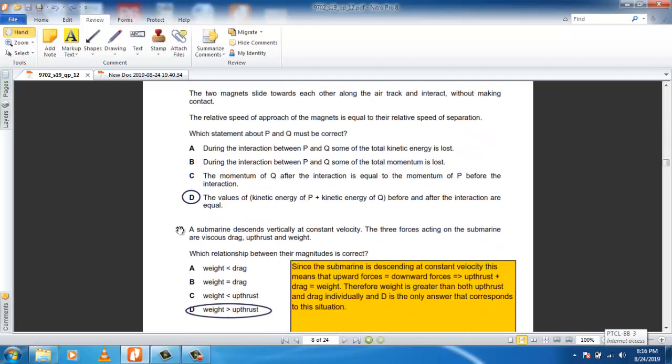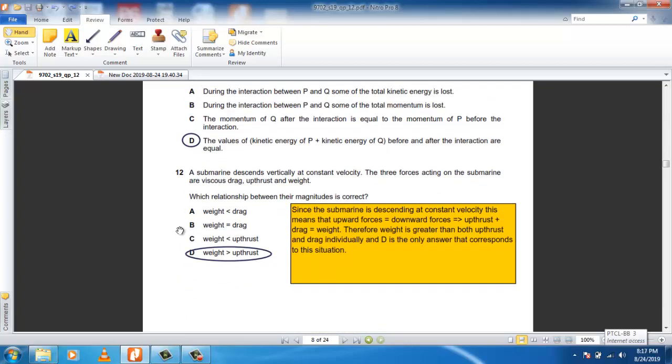So 11, it's D. For question number 12, it says that a submarine descends vertically at constant velocity. The three forces acting on a submarine are viscous drag, upthrust and weight. Which relationship between their magnitudes is correct? Since the submarine is descending at constant velocity, the upward forces are equal to the downward forces. What's the downward force? Weight. What are the upward forces? Upthrust and drag. So weight equals upthrust plus drag, so weight must be greater than the upthrust. That's the only good answer, so it's D.